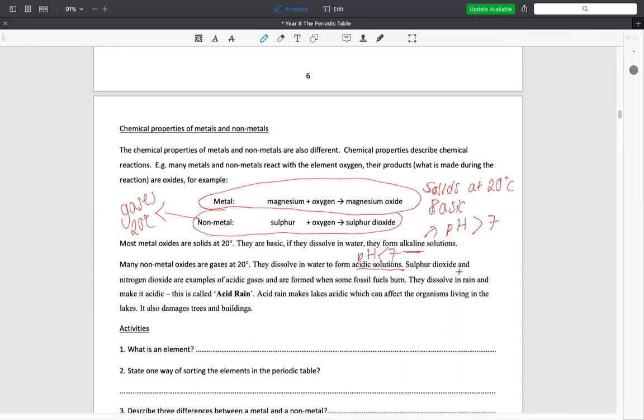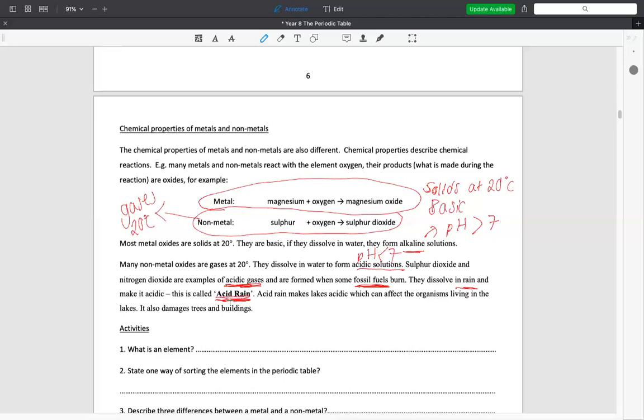Sulfur dioxide and nitrogen dioxide are examples of acidic gases. They're sometimes formed when, do you remember in our energy topic, we had a look at fossil fuels? When those fossil fuels are burned in power houses, etc., they can sometimes form sulfur dioxide or nitrogen dioxide, which are acidic gases. And these acidic gases can dissolve in the rainwater and cause acid rain.